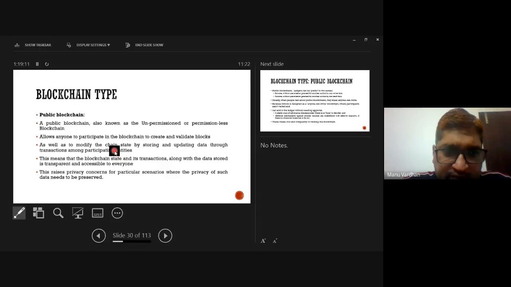as well as to modify the chain state by storing and updating data through transactions among participating entities. This means that a blockchain state and its transactions, along with the data stored, are transparent and accessible to everyone. So the transactions performed on the blockchain, once the block is added, the information can be accessed by anyone and the data will be transparent.